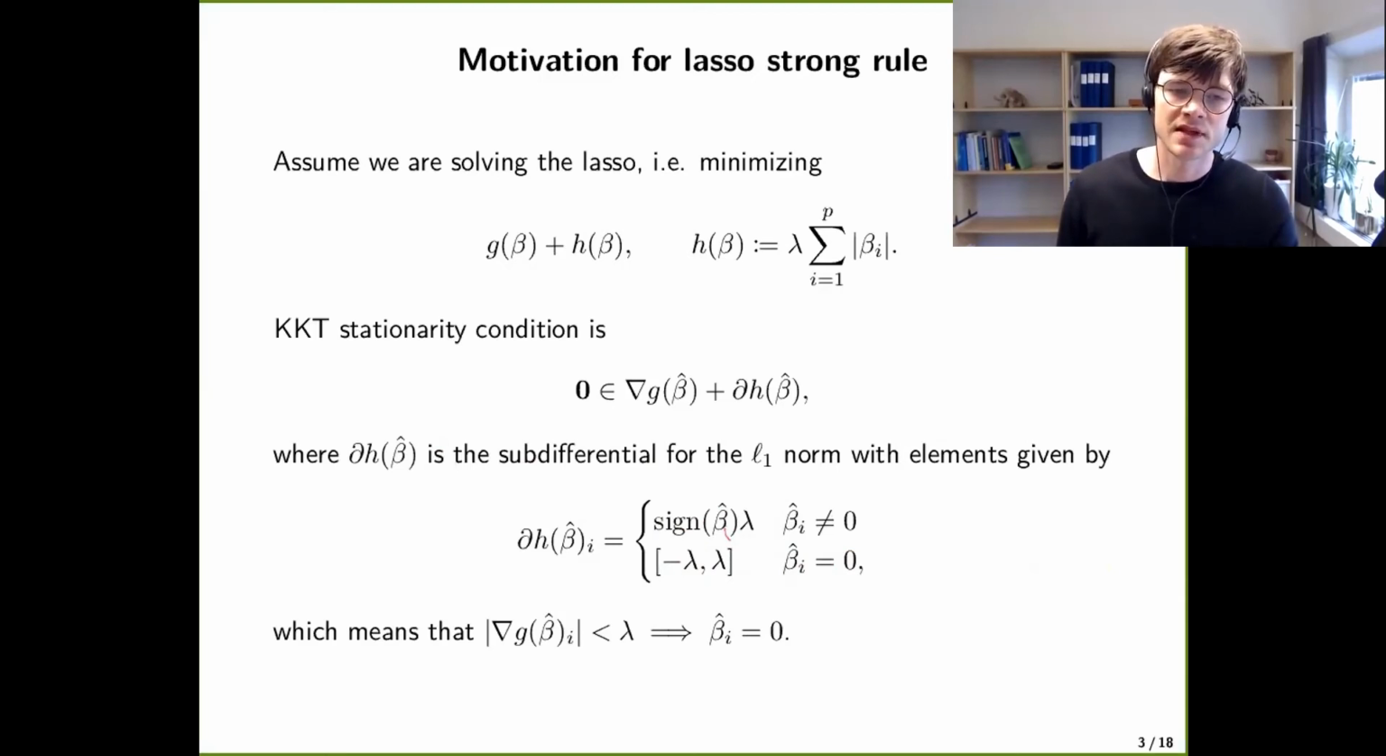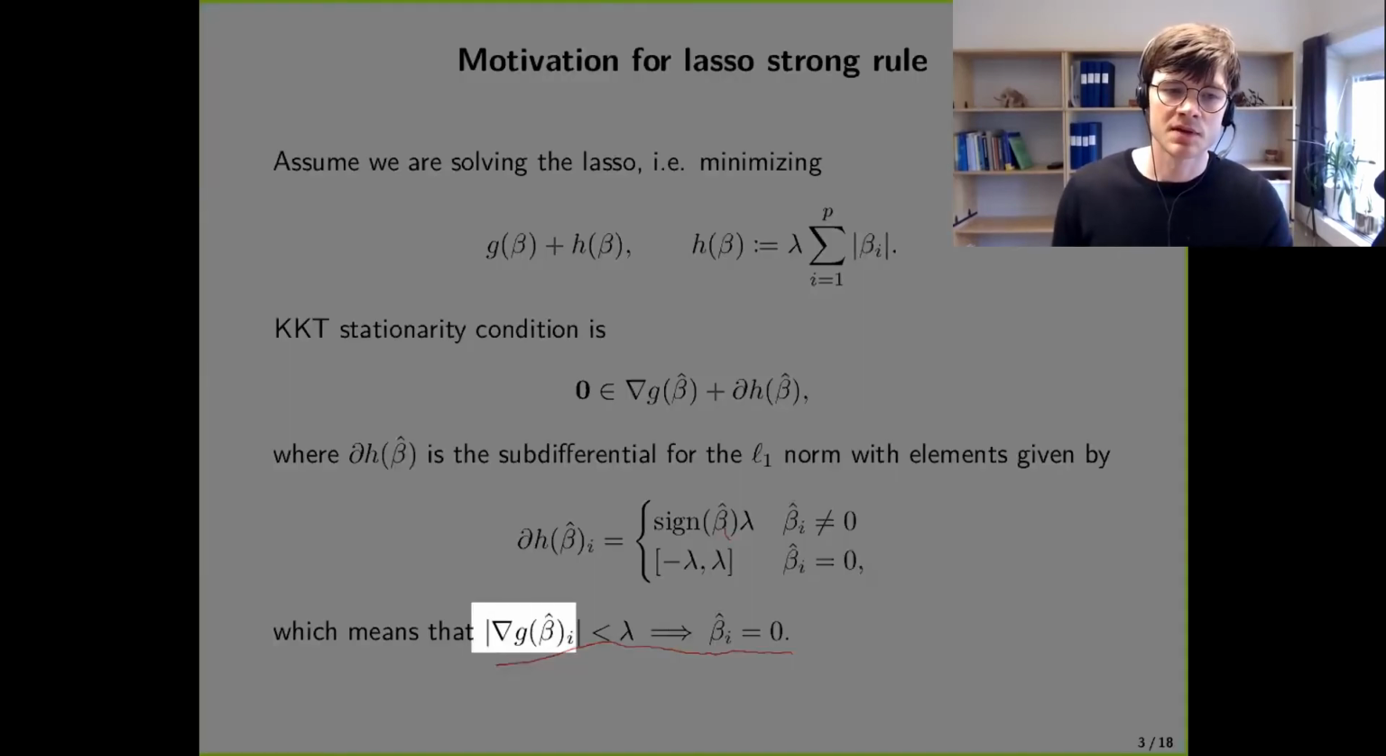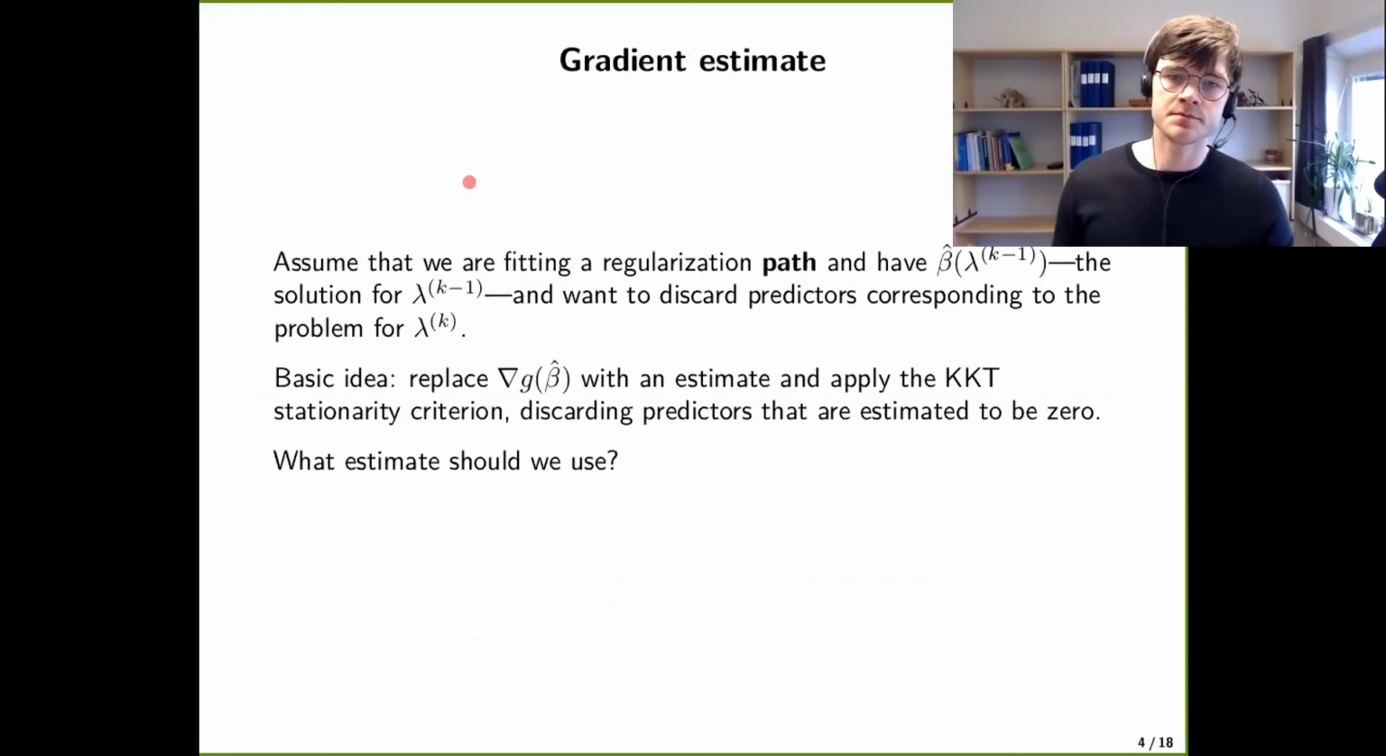And this, of course, means, as Patrick showed, that if we can prove this relationship, then we know that beta i is going to be zero at the solution. But of course, for all our problems, we won't know this part, particularly not if we're along the regularization path. We'll have the gradient at the previous value, but not the gradient at the current value. This is our basic problem, right?